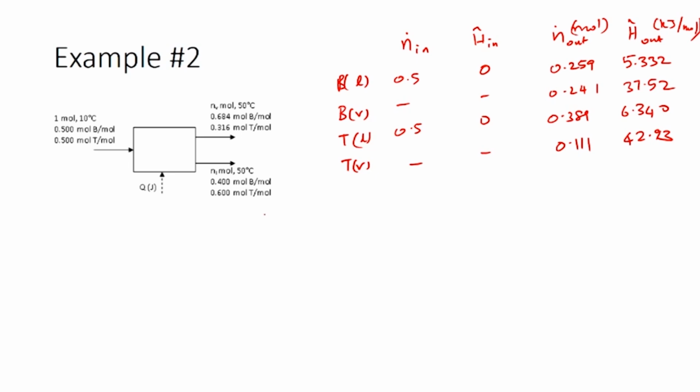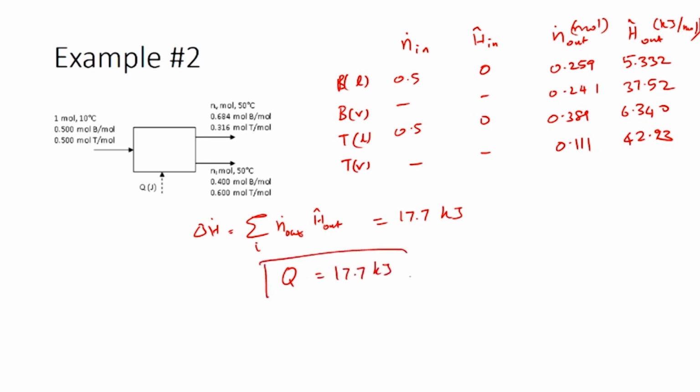Once this table is complete, we can calculate the delta H dot value. Here it would simply be N dot out times H cap out, summed. You do not have any inlet enthalpies because we have identified them to be 0. So, this value can be calculated as 17.7 kilojoules. So, you would have Q equals 17.7 kilojoules. So, the heat that needs to be supplied for this process to happen is 17.7 kilojoules with the basis of 1 mole of equimolar benzene toluene mixture entering the system.